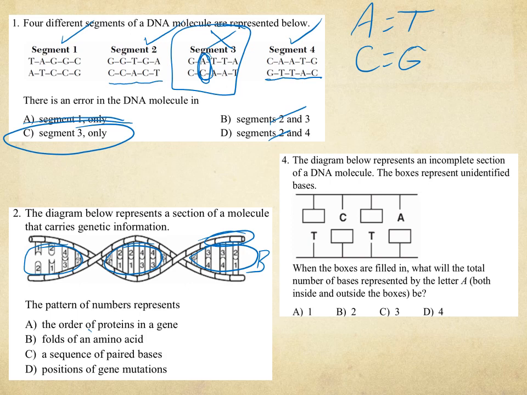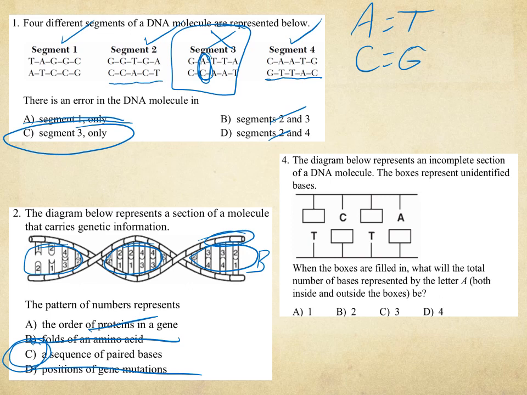Order of proteins in a gene. Proteins do not make up genes. Amino acid, that's what's a protein also. That's not going to be an answer here. Sequence of paired bases, right there. Let's just double check choice D. Position of gene mutations, hopefully not, because we don't know about any mutations, but it definitely is bases. That's all we have to know for number 2.